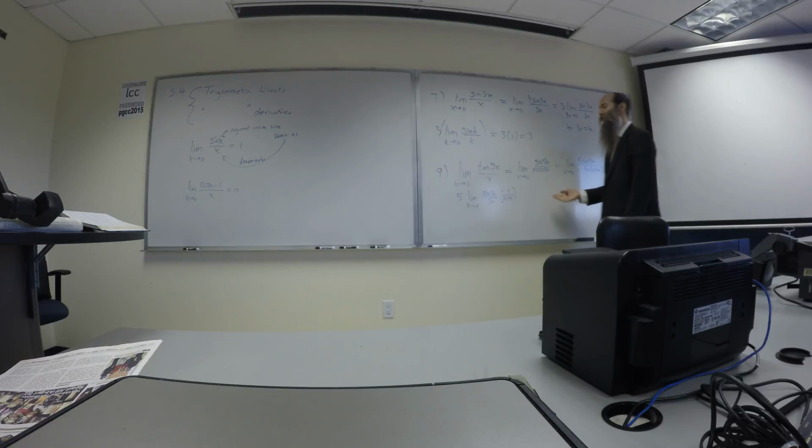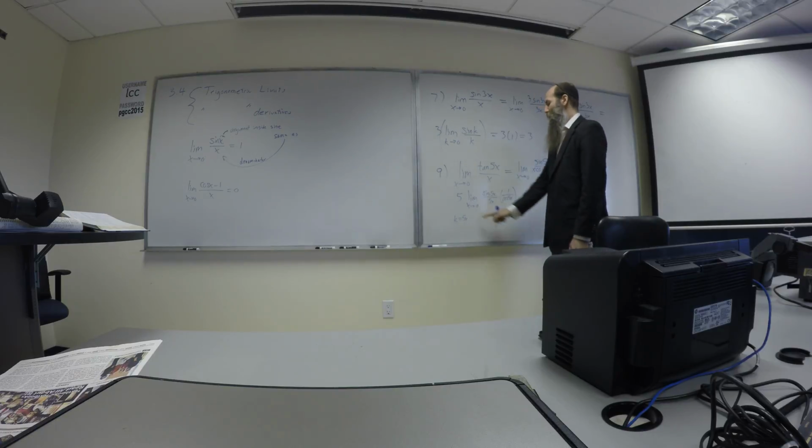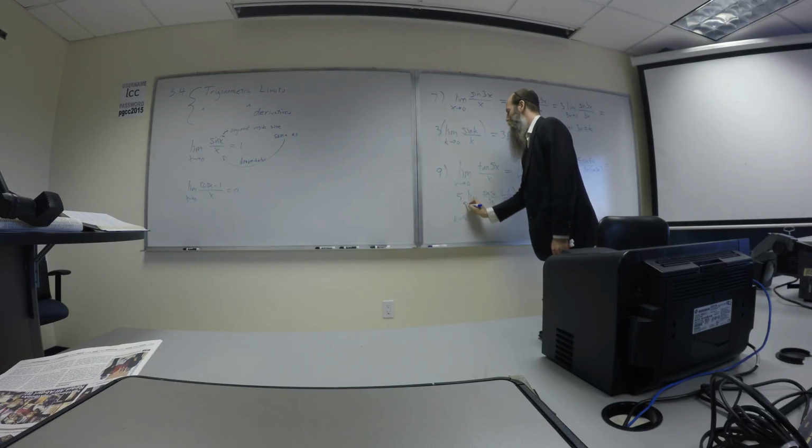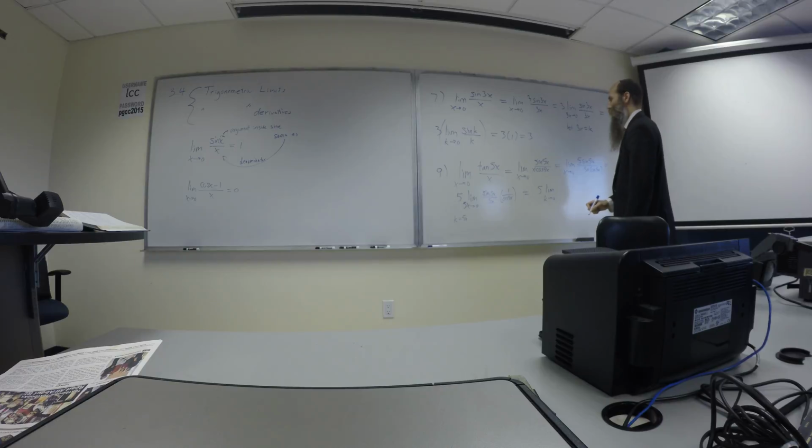If I made the same substitution I did up here, just for the formality of it, let k equal 5x. Since x is heading towards 0, so is 5x. 5x is all heading towards 0. And now I can replace this with the final expression. 5 times the limit as k goes towards 0 of sine k on k times 1 over cos k. Right?